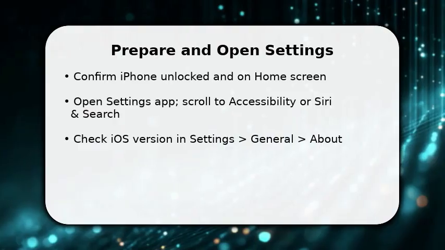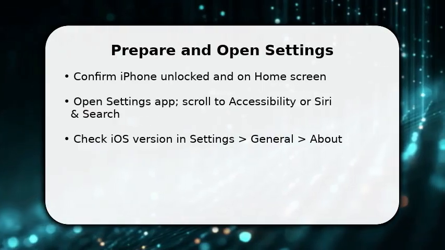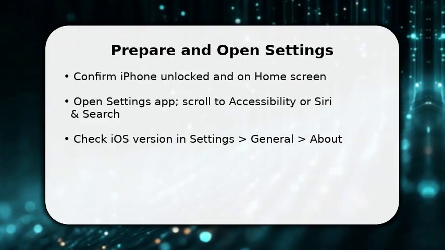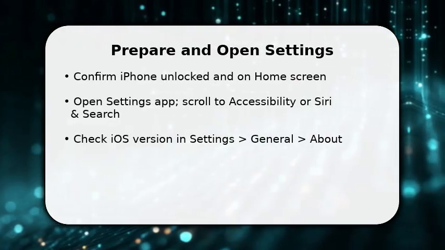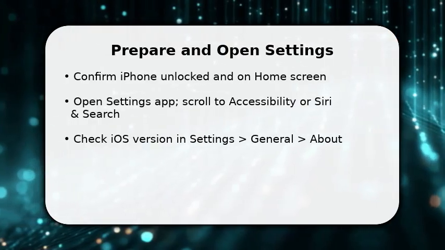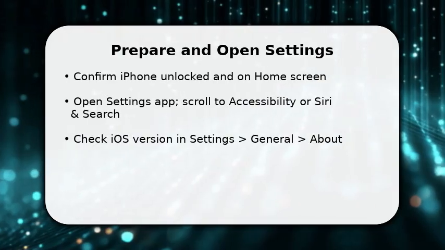You start by ensuring your iPhone is unlocked and awake. This saves time. Open Settings immediately and locate Siri and Search. If you don't see it, go to Accessibility. Once done, check iOS version under General, About, so you know which menu labels to expect.